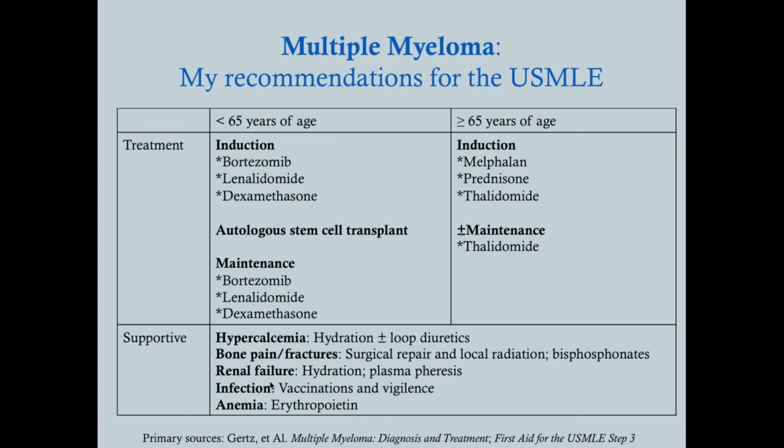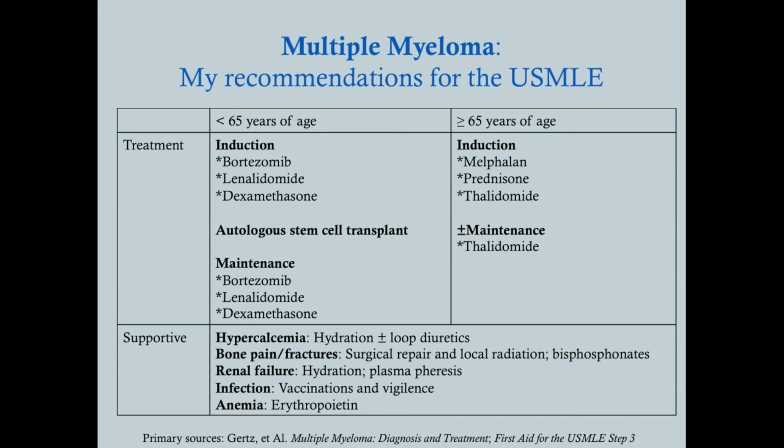You may be asked in the USMLE, got a patient coming in with symptomatic hypercalcemia. What do you do? The first thing you need to do is hydration. Hydration, hydration, hydration for hypercalcemia. Hydration is the first step for hypercalcemia. You may add loop diuretics, but if you're given a list of answer choices for treating a patient with symptomatic hypercalcemia and loop diuretics alone is one of the choices, don't do it.